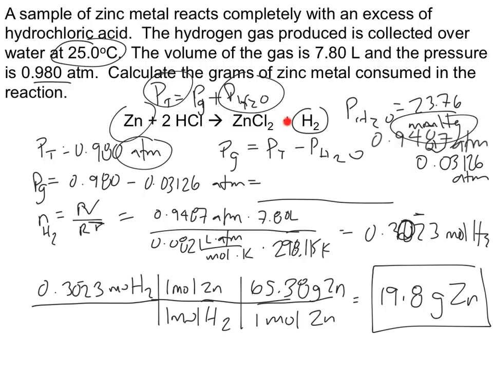Once we know the number of moles of that gas, we can figure out other things about this chemical reaction using stoichiometry. We could have figured out how much HCl we used, or how much zinc chloride should have been produced. But they asked us to figure out how many grams of zinc metal. So we used the mole ratio between zinc and hydrogen gas to get into moles of zinc, and then we used the molar mass of zinc to calculate our total number of grams of zinc.